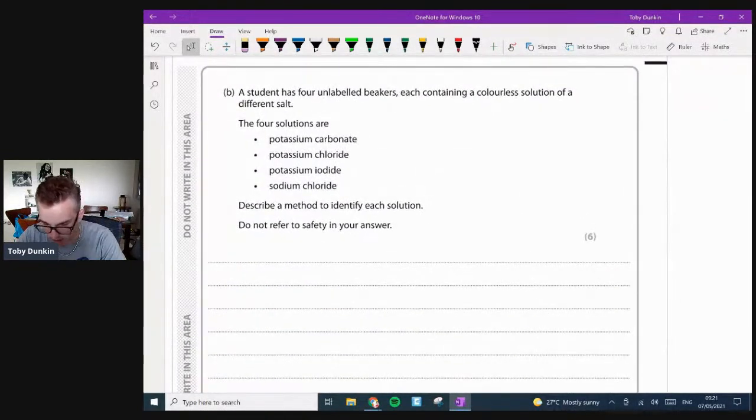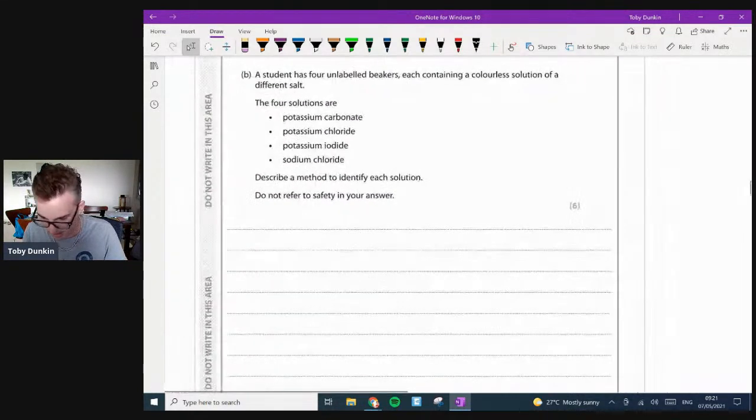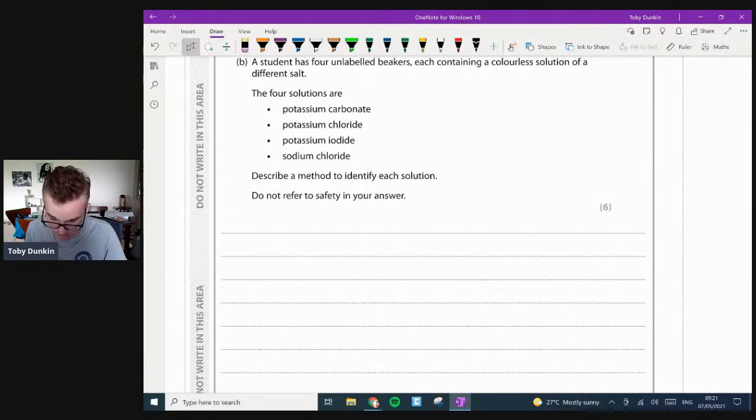Next, a student has 4 unlabeled beakers, each containing a colorless solution of a different salt. Describe a method to identify each solution. Do not refer to safety in your answer. 6 marks. Such a pain. What's interesting is 6 for 4.